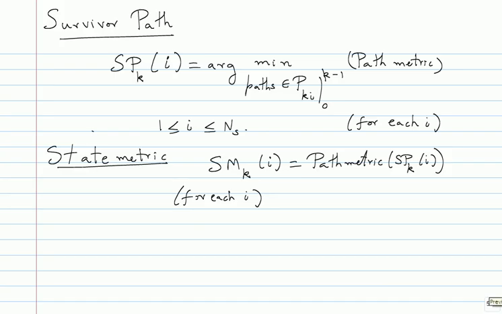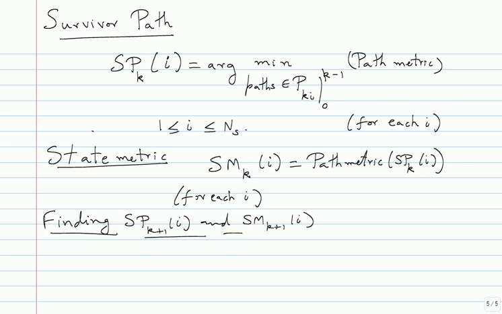So the crucial step in the Viterbi algorithm is finding SP_k+1,i and SM_k+1,i. Given SP_k,i and SM_k,i, the state metrics and the survivor paths just before stage k, how do you find the survivor paths and the state metrics after stage k? That's the problem which is solved in the Viterbi algorithm. Once you do this, you just repeat it for every stage and you have solved the detection problem. So that's the crucial thing. Let me once again remind you what the picture is. The picture is something like this.